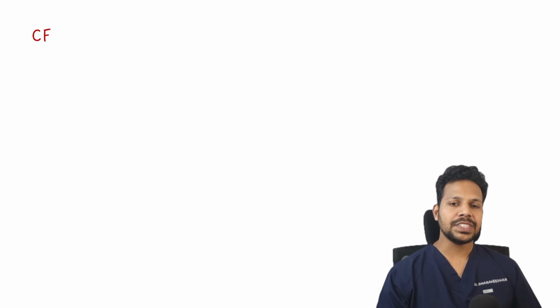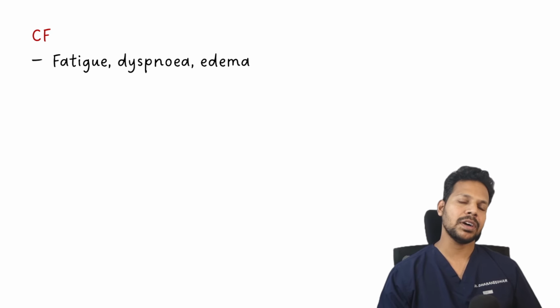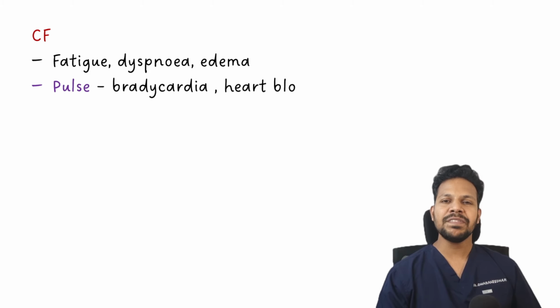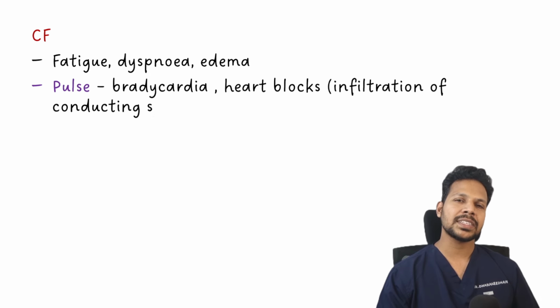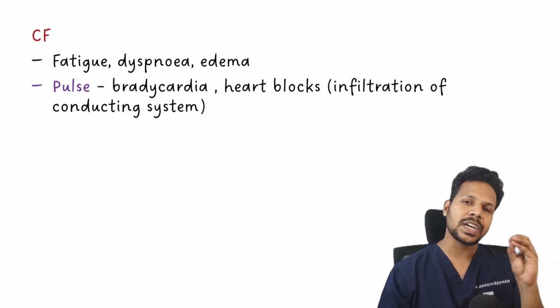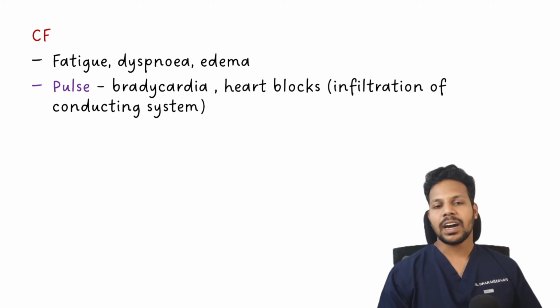So what are the clinical features? If you have understood the pathophysiology, deduction of the clinical features is very easy. So the patient will have fatigue, dyspnea, and edema. Of course, a combination of right heart failure and left heart failure features. Of course, the restrictive cardiomyopathy mainly causes diastolic dysfunction. The pulse can be bradycardia and heart blocks because the infiltrative matter, whatever the extracardiac matter that is getting deposited in the ventricular myocardium, will also deposit in place of the conduction system, and there are conduction blocks. That is why there is bradycardia and heart blocks.